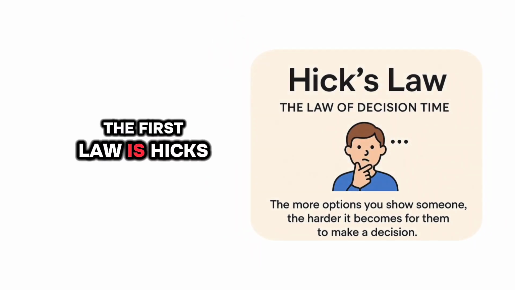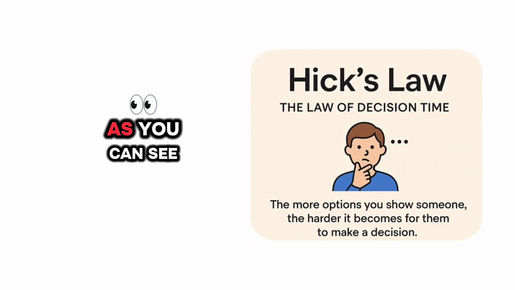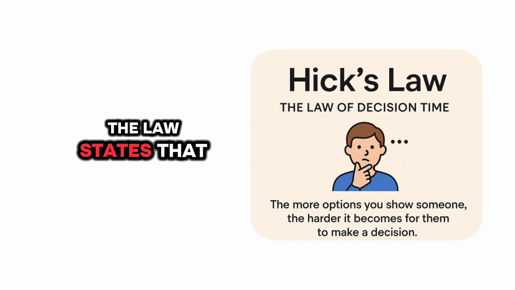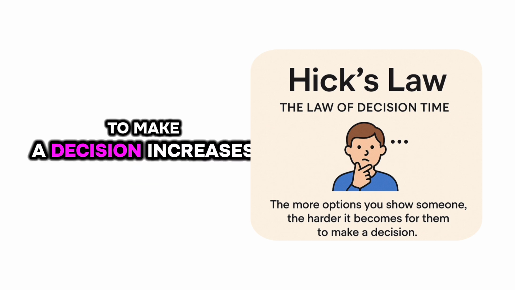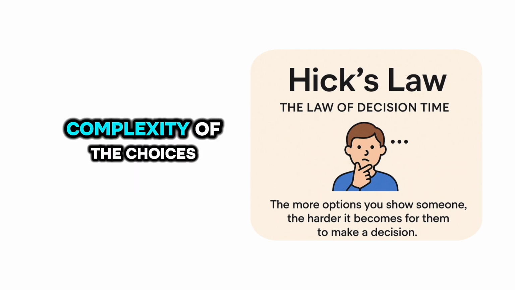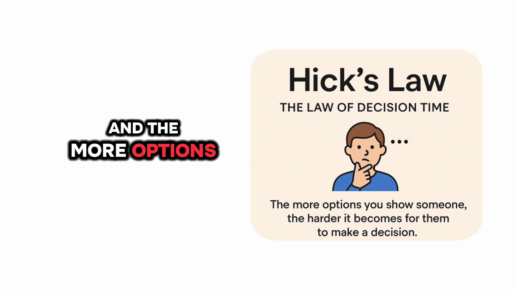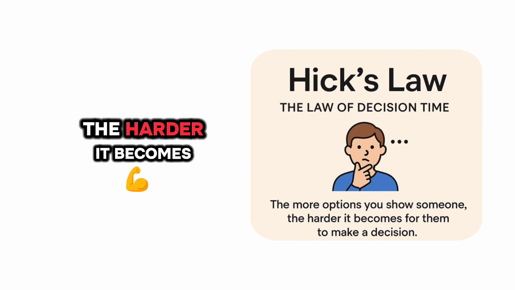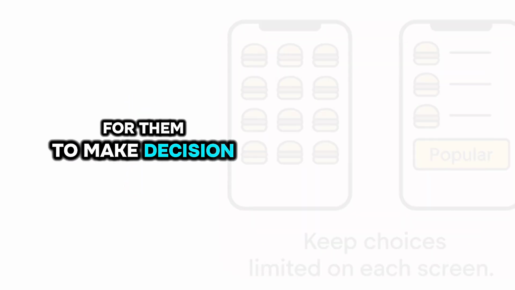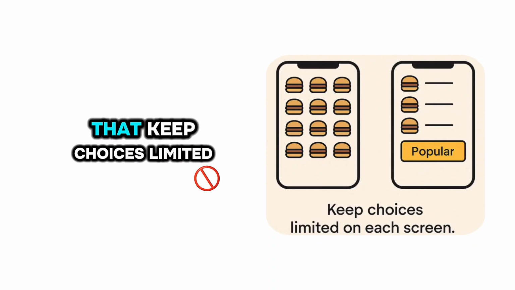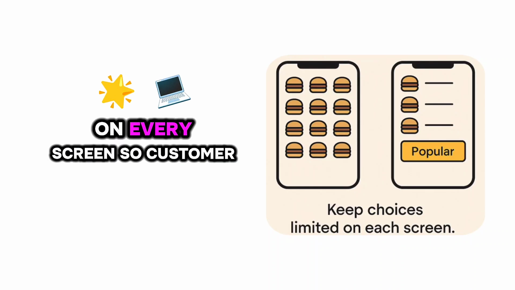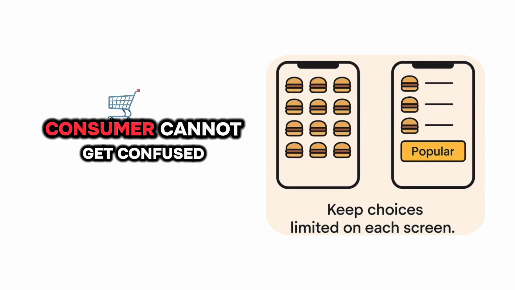The first law is Hick's law. As you can see, the law states that the time it takes to make a decision increases with the number and complexity of the choices. The more options you show to someone, the harder it becomes for them to make a decision. So this law says to keep choices limited on every screen, so the consumer does not get confused.